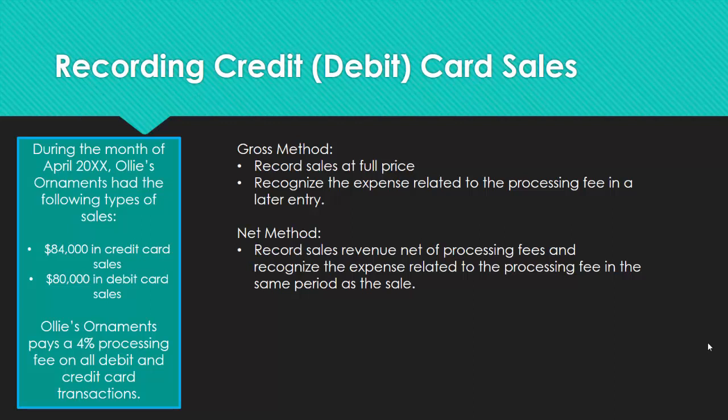The alternative method, and the method that's much more commonly used, is the net method. In the net method, you subtract the amount of the processing fee out of the cash that you're receiving at the time that you're making the sale. So you record sales revenue for the full amount, but you only record the cash that you're going to receive for that sales price minus the expense that you're going to have related to this processing fee.